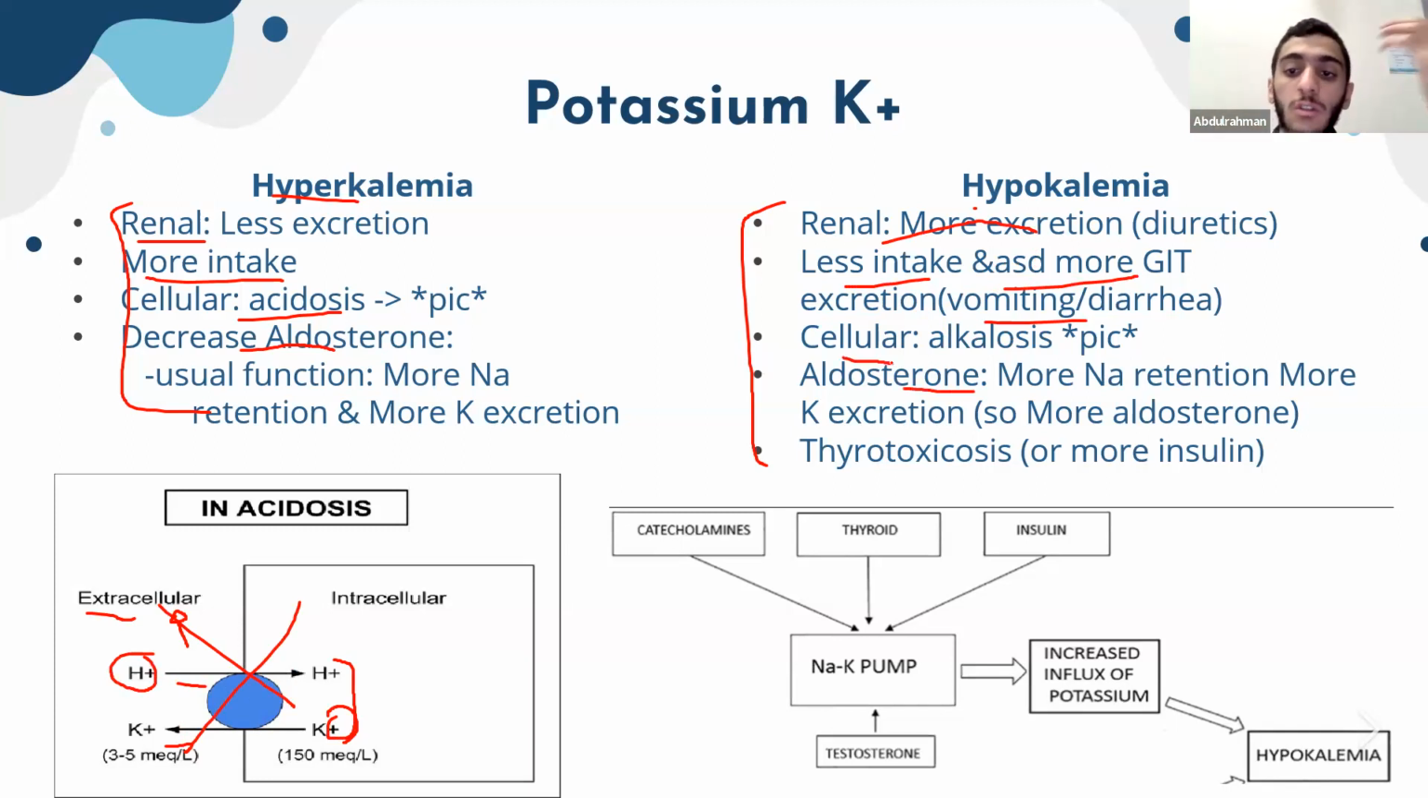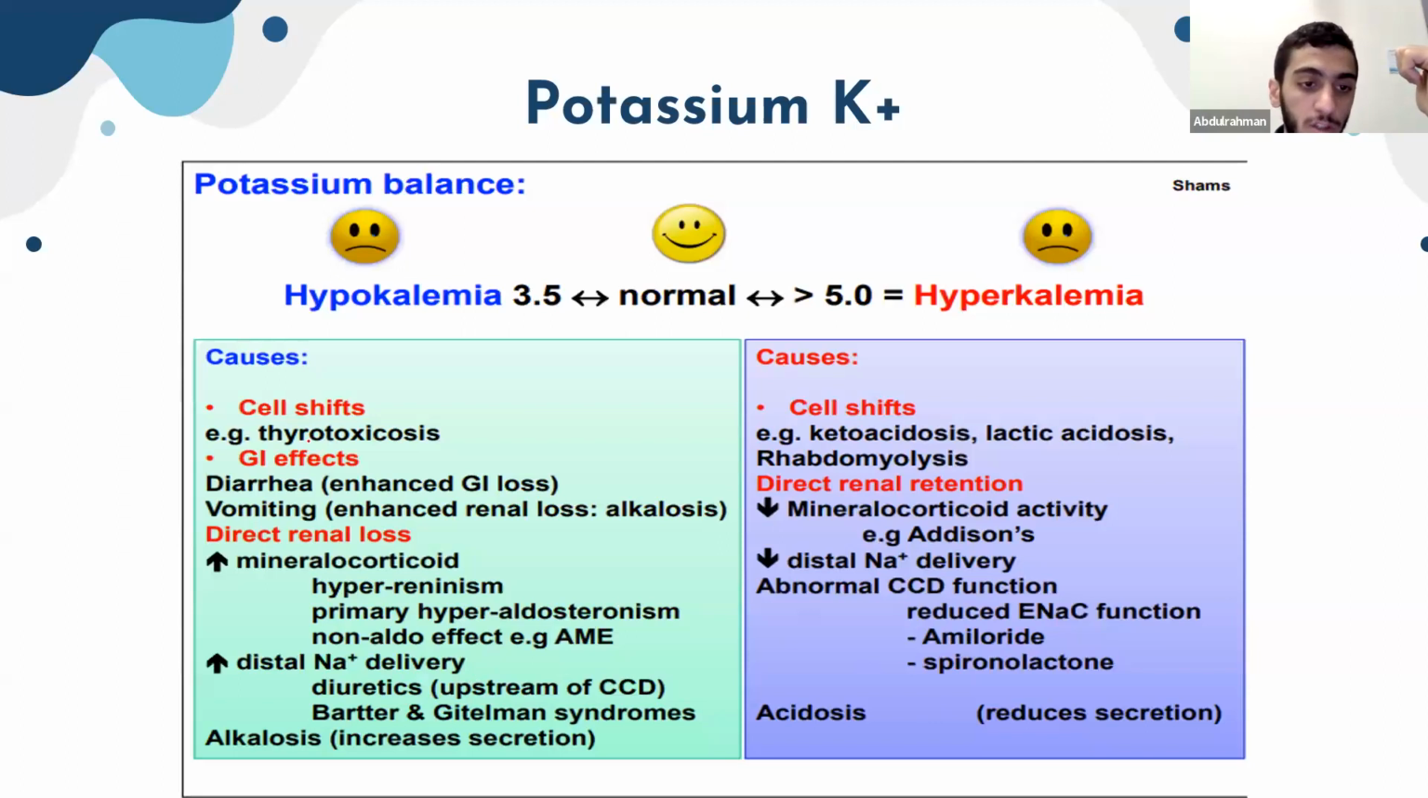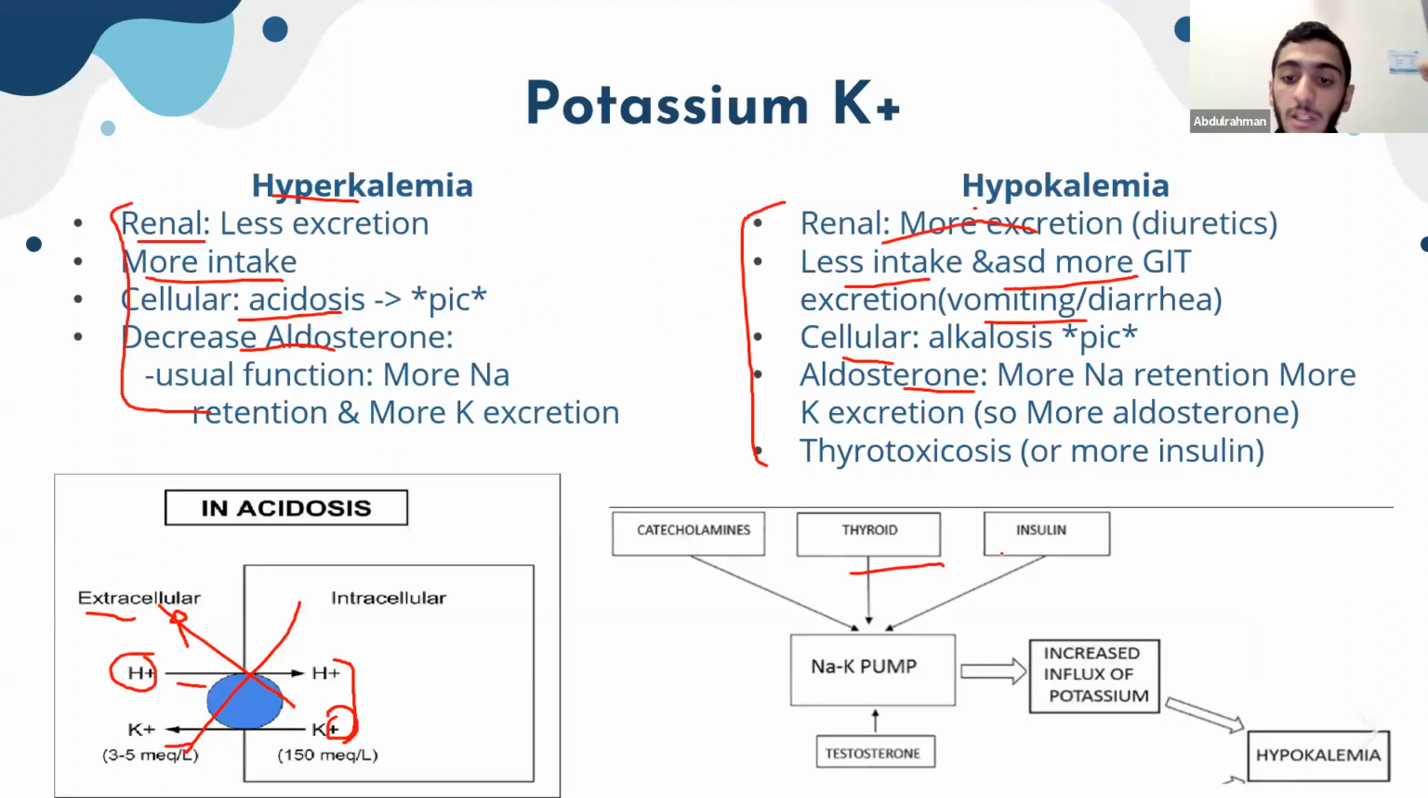Too much aldosterone refers to the function of aldosterone. Thyrotoxicosis, I put as it was in the slide here, which is cell shifts, and insulin and catecholamine. So I got you guys this picture. Understand how it does that, because what these do is they increase the activity of the sodium potassium pump. And once they increase the activity of the sodium potassium pump, 3 sodium go outside the cell and 2 potassium go into the cell. So we have more potassium going into the cell. So we end up with less potassium outside, which is hypokalemia.